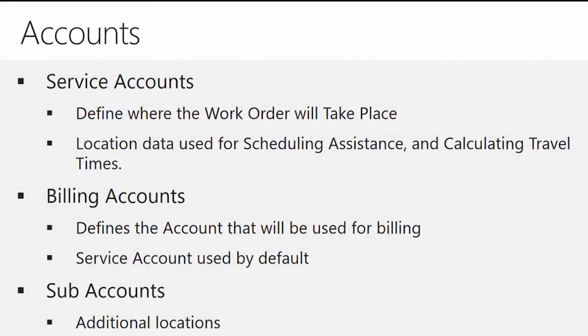So before we go in and take a look at creating a work order and doing the demo, I want to talk a little bit about accounts first, because there's a couple of different account options that you need to remember when you're working with work orders. All work orders are going to be tied to a specific account of some kind. When we talk about an account record, we're talking about a Dynamics 365 account record in the application.